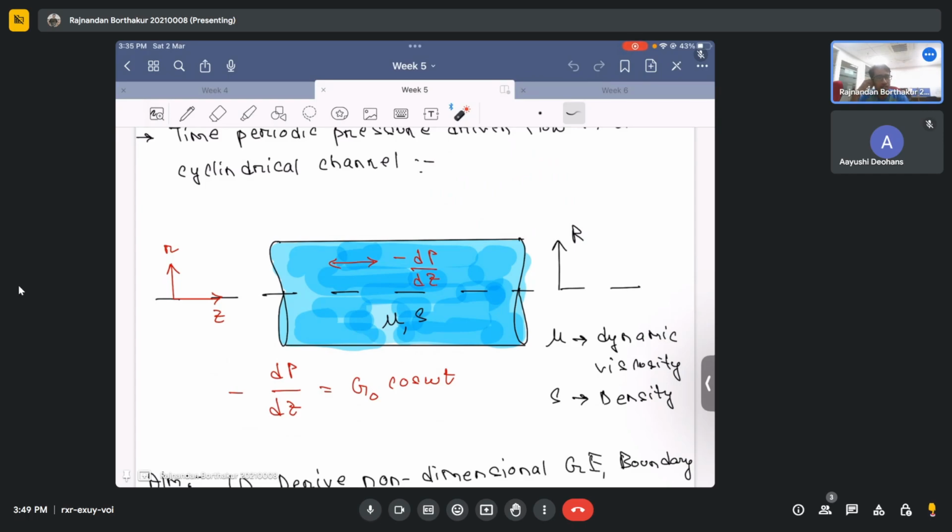So for instance, if you want to model blood, you can use viscoelastic models like the Oldroyd-B model. There are many viscoelastic models. Oldroyd-B is a viscoelastic model. There is also something known as the Phan-Thien-Tanner model. These are various non-Newtonian models, basically. But yeah, in a way you can model the pressure gradient as an oscillating pressure gradient.